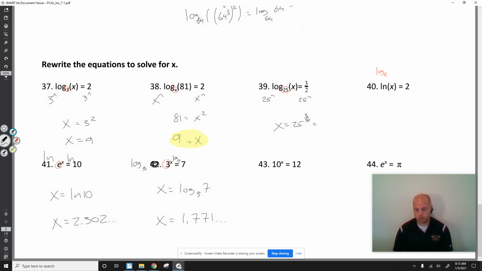I'd split this into 2 powers. You can either do 25 cubed to the 1 half. It's probably easier to do 25 to the 1 half cubed. 1 half times 3 is 3 halves, so this is fine. Power to a power, you multiply these powers, you get 3 halves. But this is easy because 25 to the 1 half, the square root of 25, that's 5, and 5 cubed is 125.